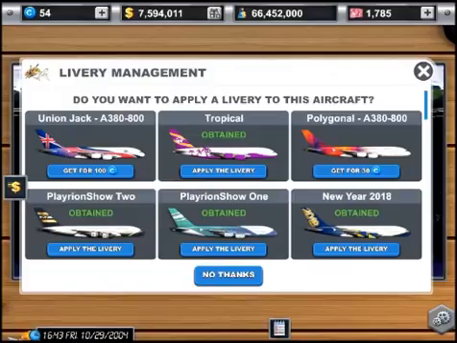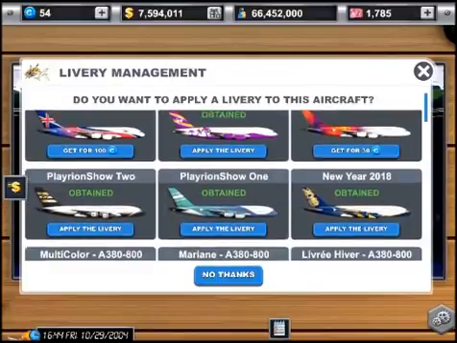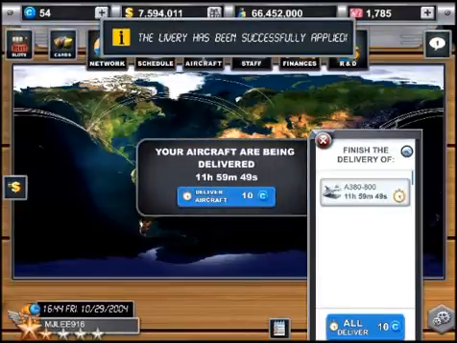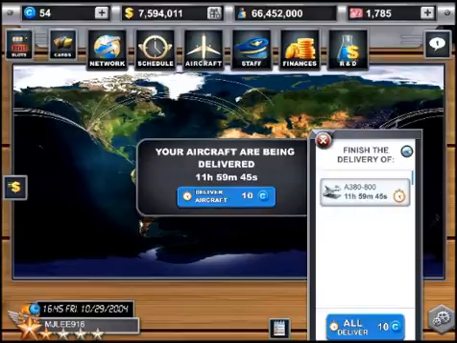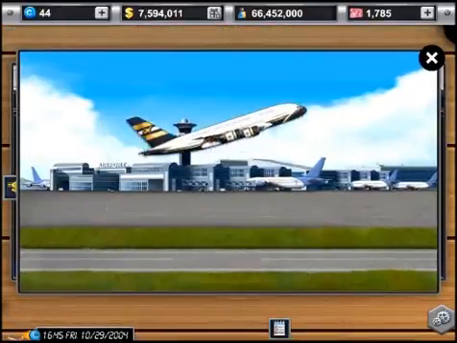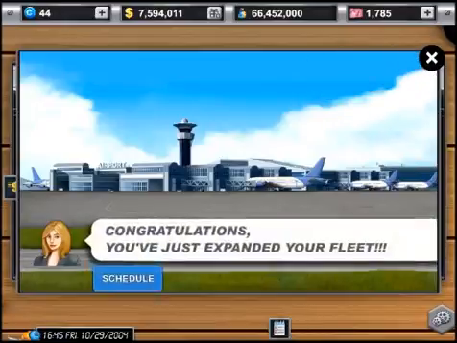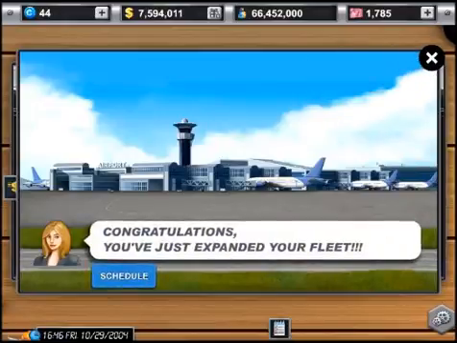Get to pick my paint job. I use this nifty golden black one on the left here all the time. All right, so I'm not gonna make you guys wait 12 hours. Obviously, I'll use a few more coins again for you guys, just for you to deliver this airplane. And great, we just expanded our fleet. So now we can schedule it. All you got to do is click schedule.